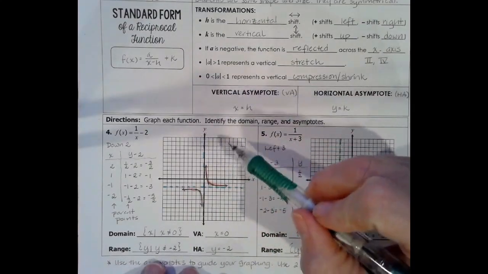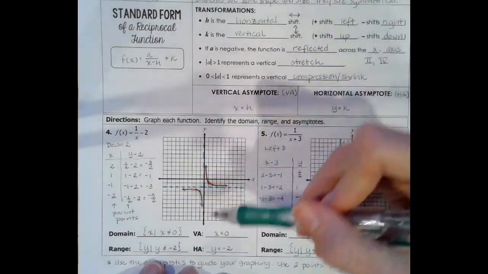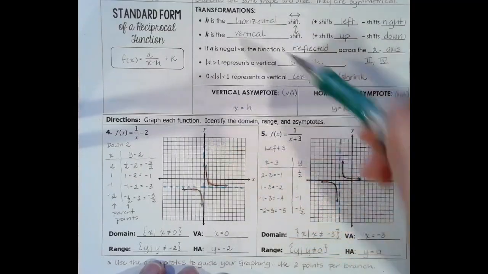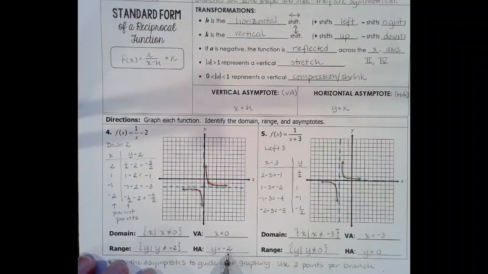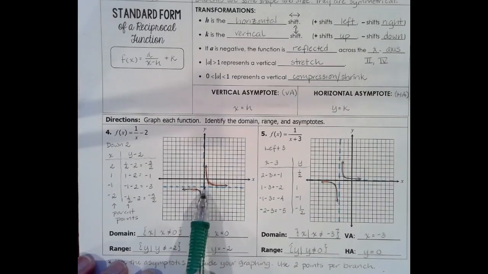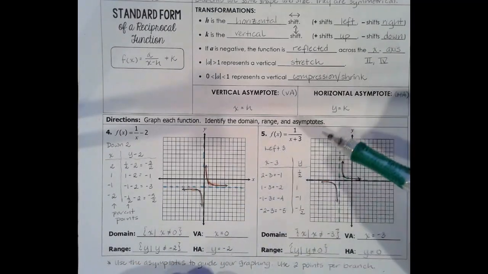The first thing I always do is graph my asymptotes first. So at x equals 0, or the y-axis, I'm going to do a dashed line. Hopefully you can see it. I'm also going to do another one where y equals -2. So find -2 on the y-axis and do a horizontal dashed line to graph your horizontal asymptote.